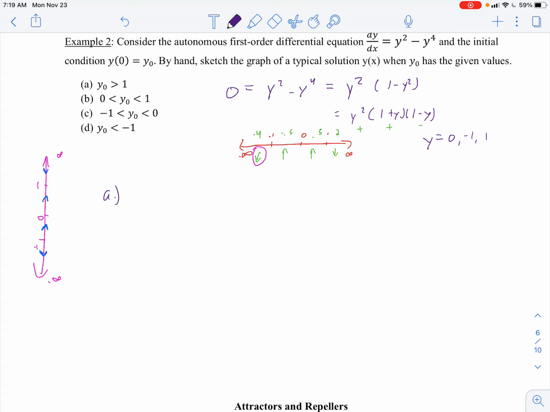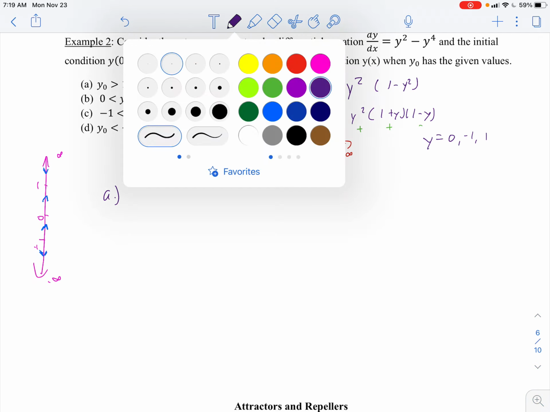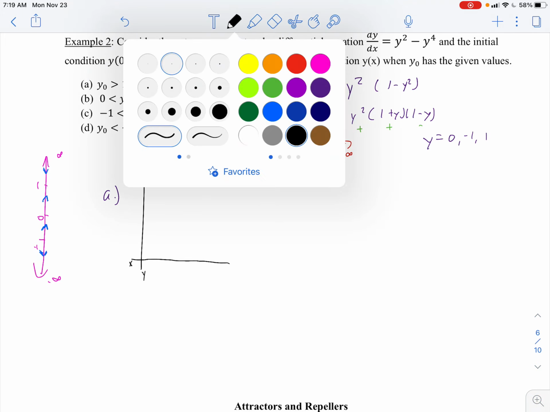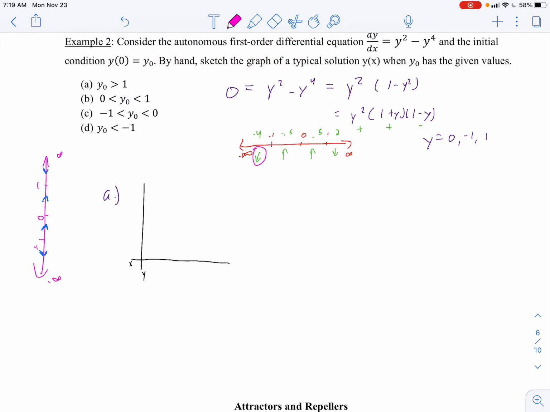If we're going to sketch by hand the graph of a typical solution y of x when we're given a value that's greater than 1, then let's go ahead and just do that in black. Here's the x-axis, there's the y-axis. We have a critical point at 1, and so let's go ahead and make that point there.